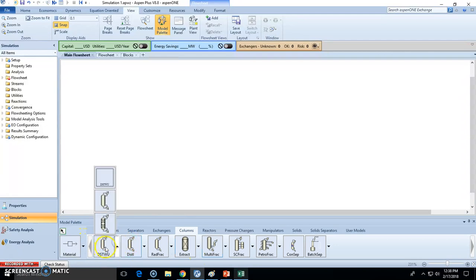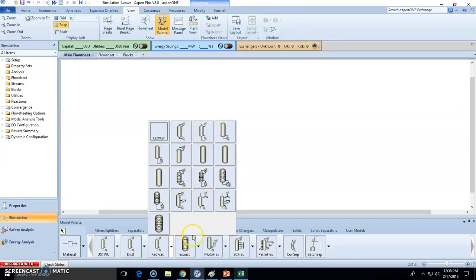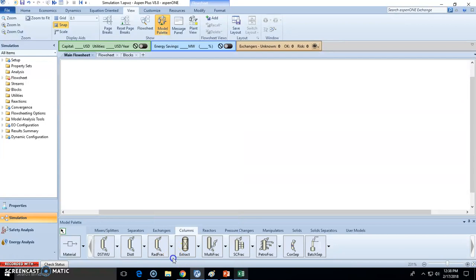We have columns. This is a distillation column unit, and this is a simple distillation. This is much more, let's say, complex, and this is a more detailed distillation model. You have extraction, multifraction, and you can also model absorption units, and so on. Typically, we will be using these as distillation columns or absorbers.